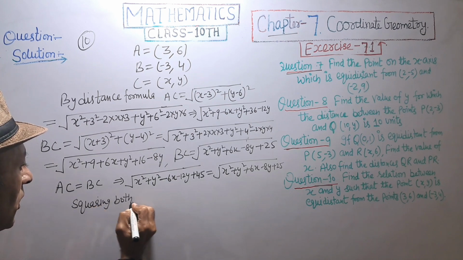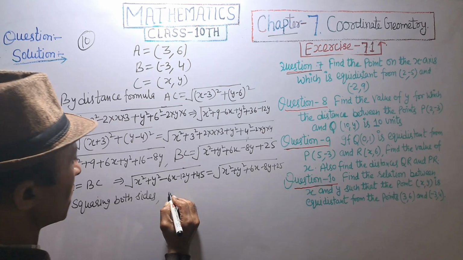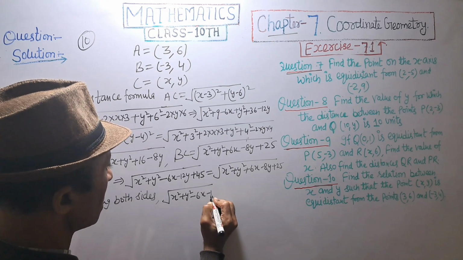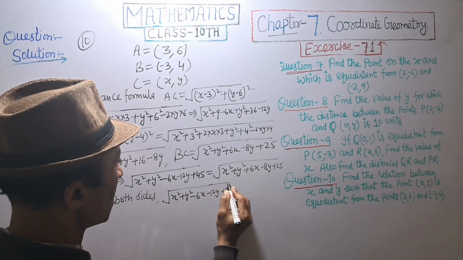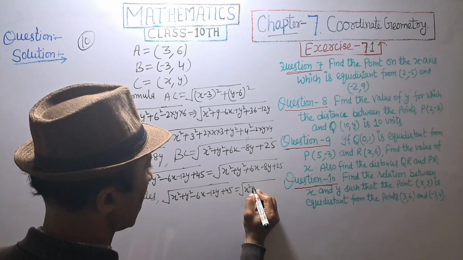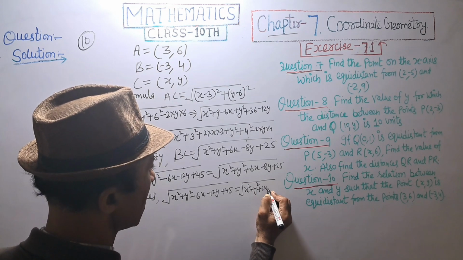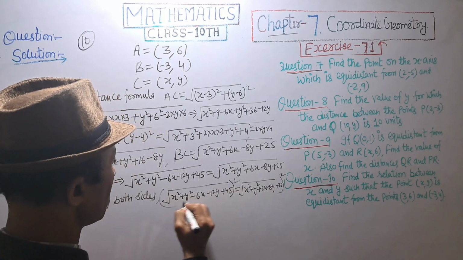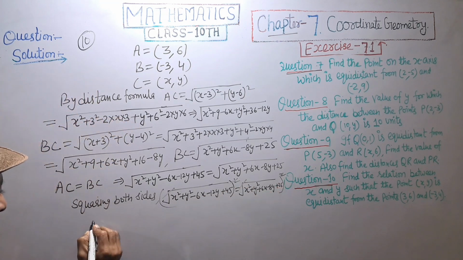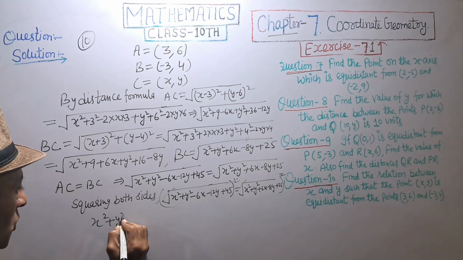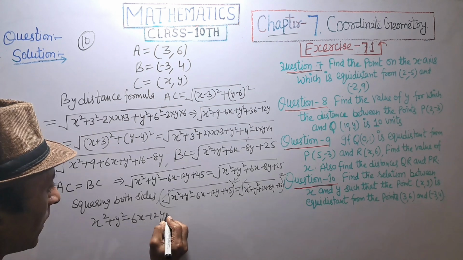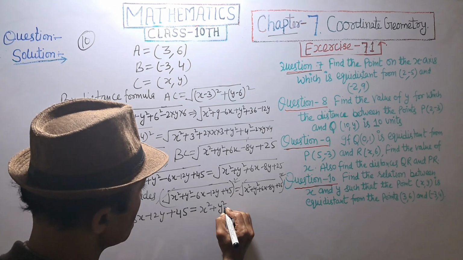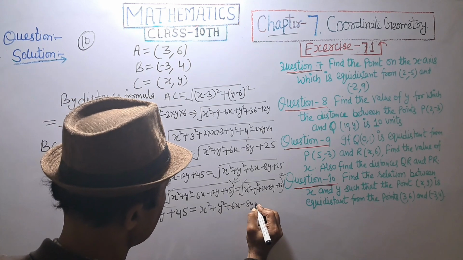Squaring both sides, the square root is cancelled and we get x square plus y square minus 6x minus 12y plus 45 is equal to x square plus y square plus 6x minus 8y plus 25.